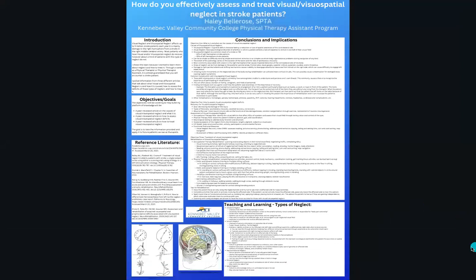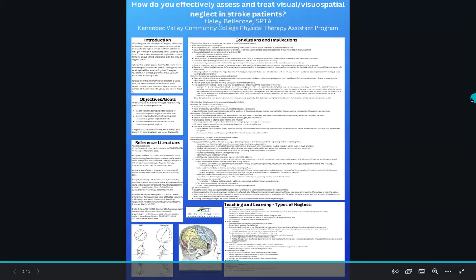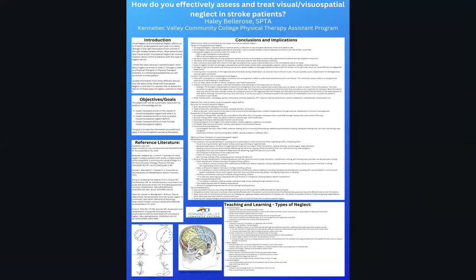All right, so for my evidence-based project, I did how do you effectively assess and treat visual and visual spatial neglect in stroke patients. My objectives are what is it and what are the causes of visual and visual spatial neglect? How do you assess visual and visual spatial neglect deficits and how to treat those deficits? So for my first objective, it is what are the causes of neglect and what is it exactly?